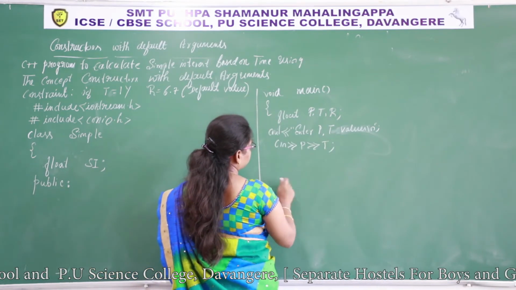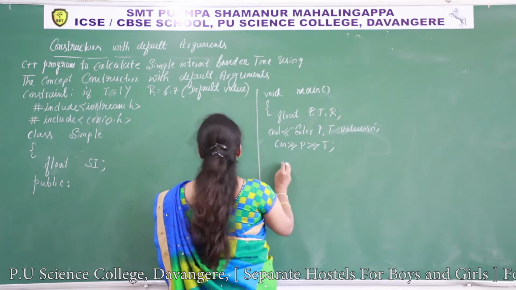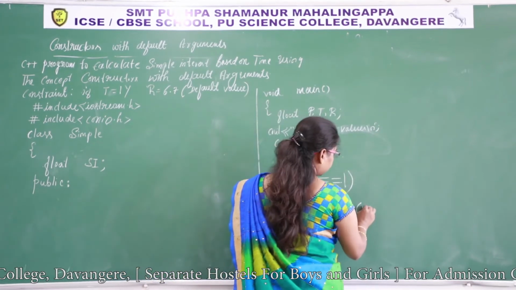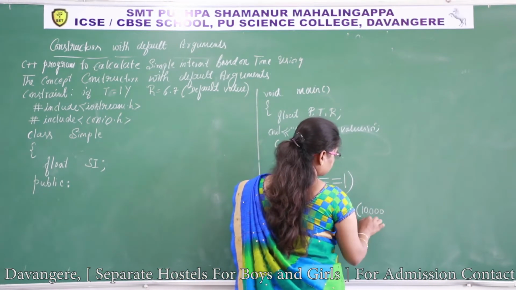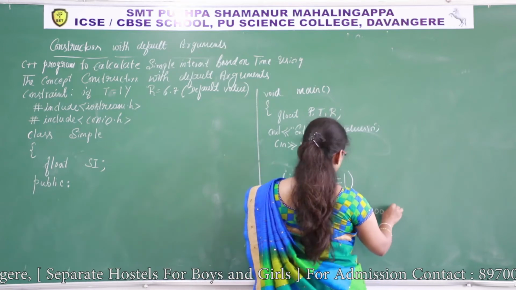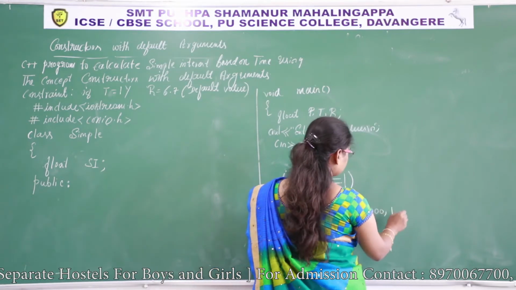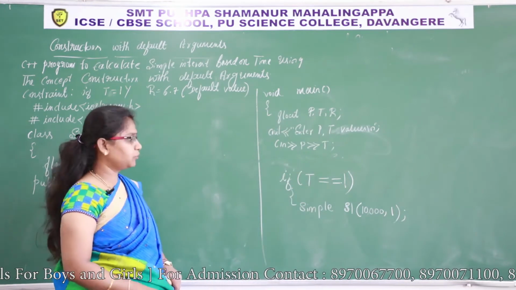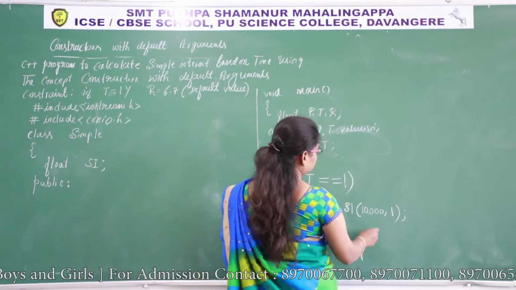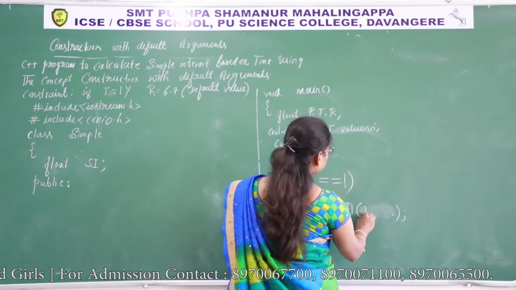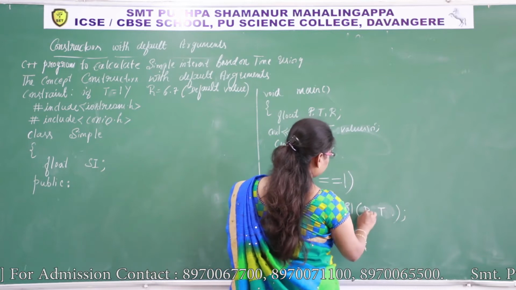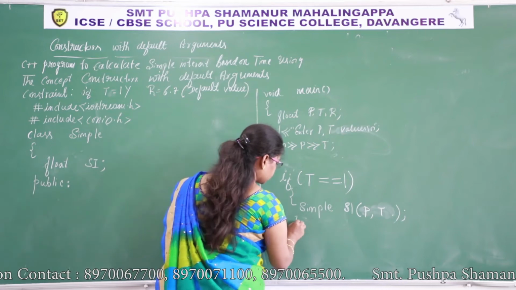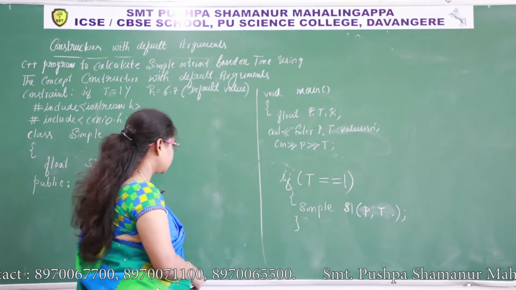Let us compare now. And before that I have to create the object, simple, principal amount. I'll take 10,000, comma, time is 1. Need not set a value here. Sorry, here I have to pass P, no? P comma T. Then it displays the result there.